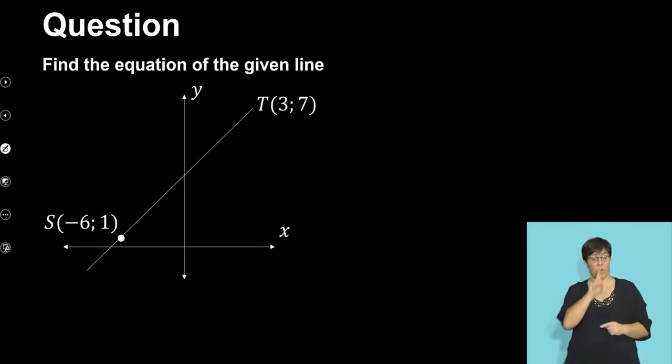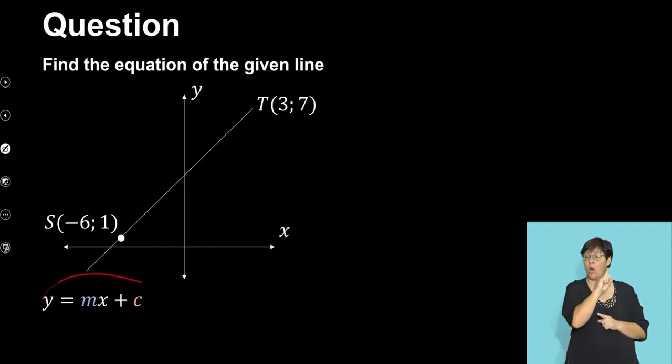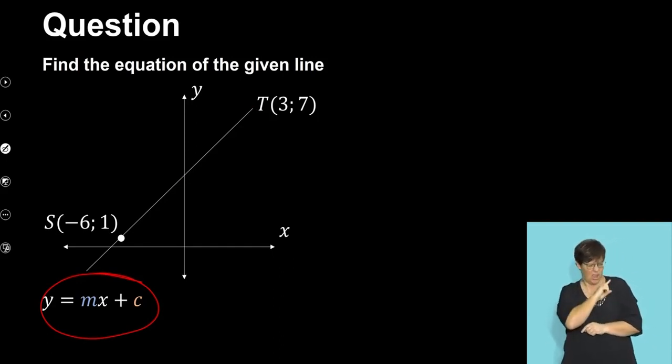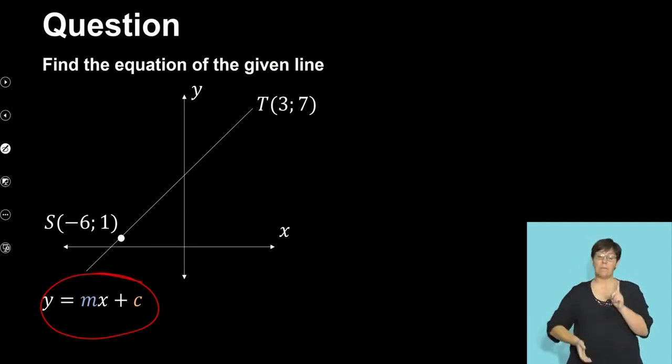In this question, it says find the equation of the given line. So it's exactly the same question as the previous question. But what makes this question different is they haven't told me what the y-cut is, and so we're going to have to calculate that otherwise. But first, before we start any question, we always start by writing down y equals mx plus c. Why? Because it helps us know what we must find. I must find m and I must find c.